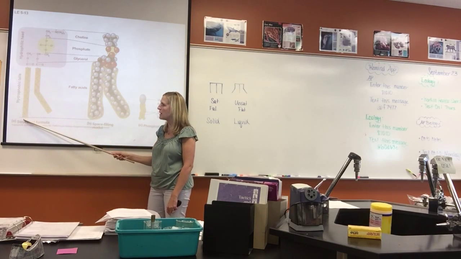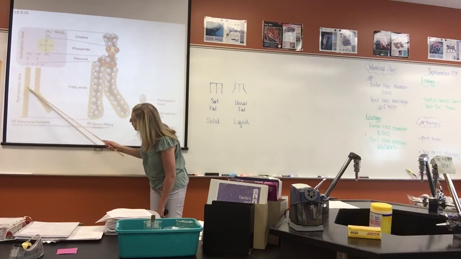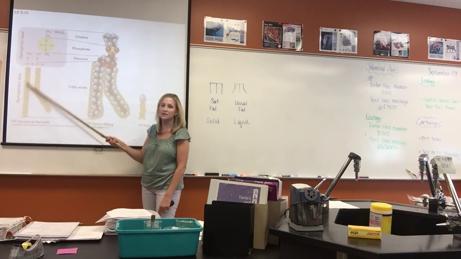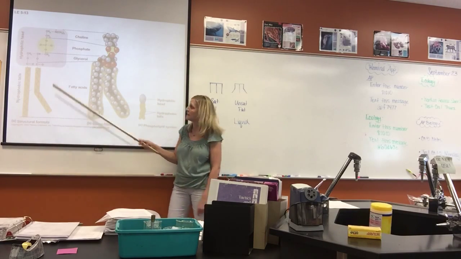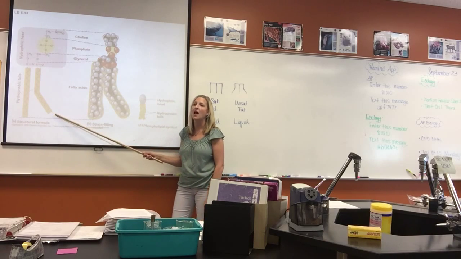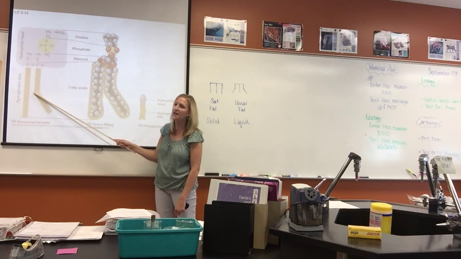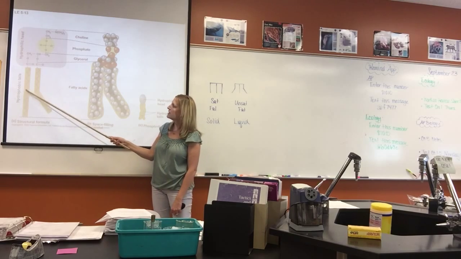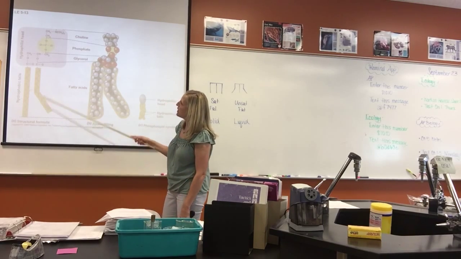Saturated. There's no double bonds here. And so they didn't draw any double bonds, and also it's linear, so it tells you it's saturated. This one is unsaturated. Notice at the kink, they put a double bond. Okay? So that's what we have going on there.